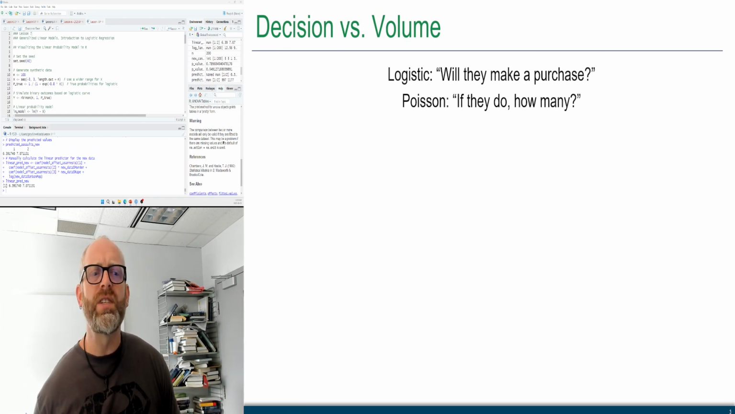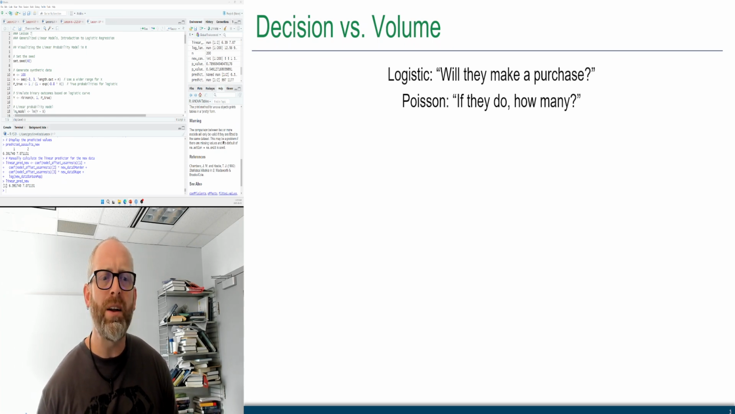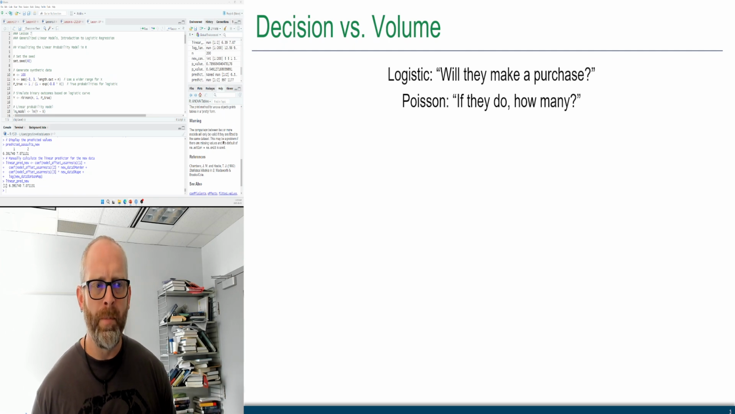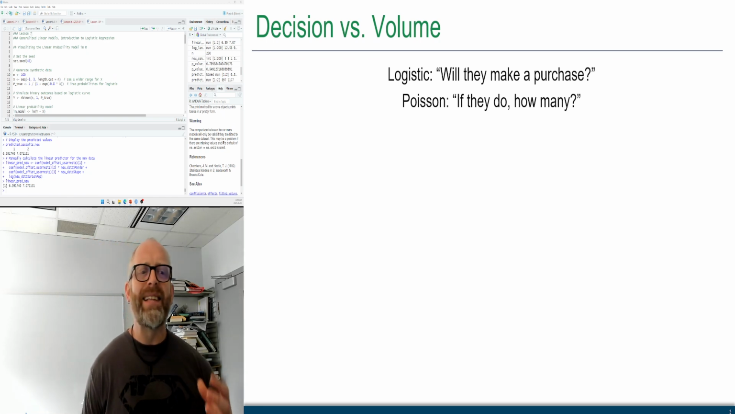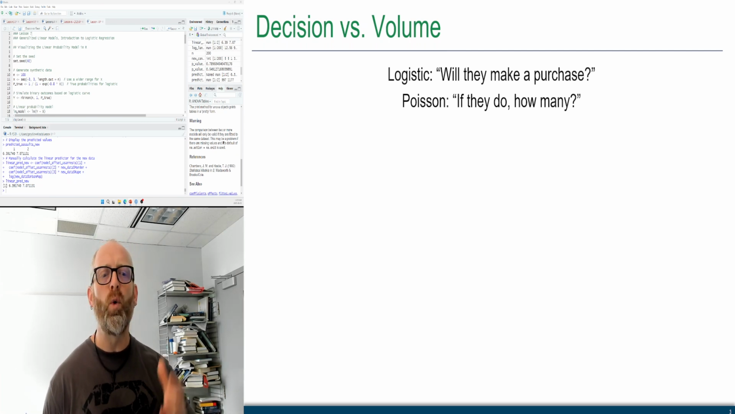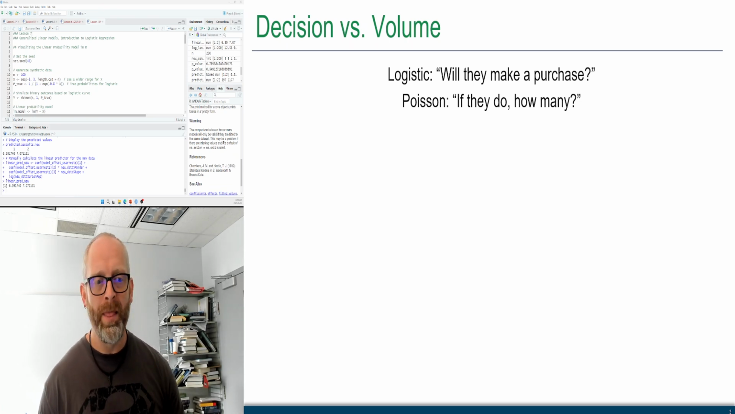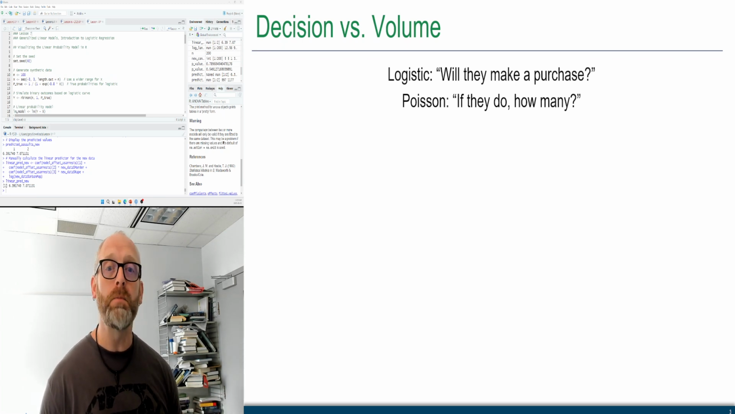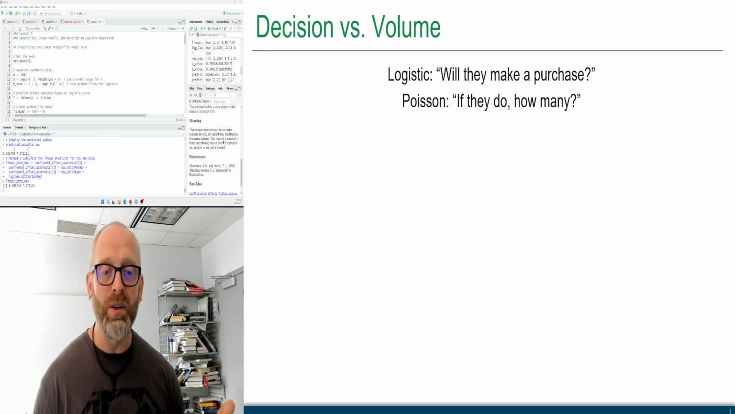All right, so decision versus volume. When we're talking about logistic versus Poisson, because we've just done Poisson regression, we're now going to contrast these two. With logistic regression, we're looking at things like, will they make a purchase? That's the type of question we ask, a yes or no, simply binary. We can almost think of this as a first step. Then the second step is, if they are going to make a purchase, Poisson will tell us how many, based on specific predictors.